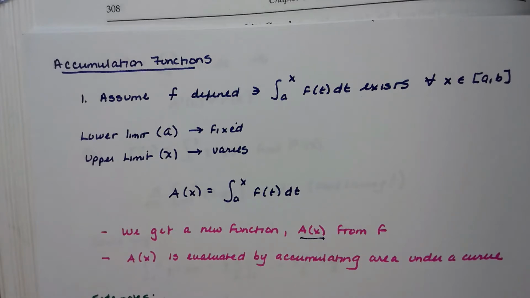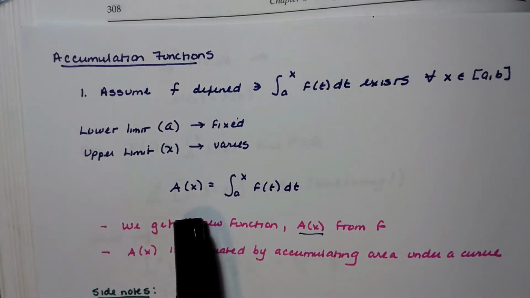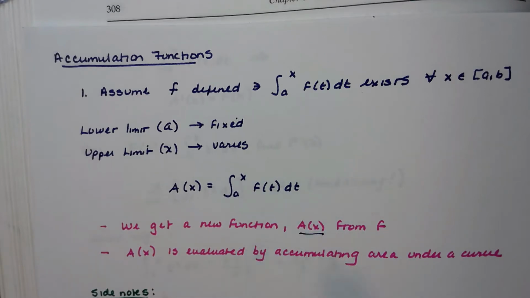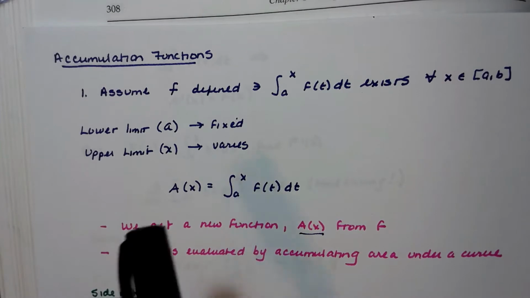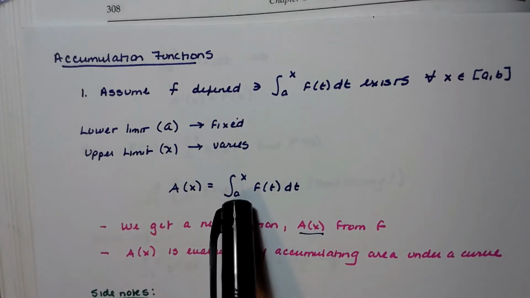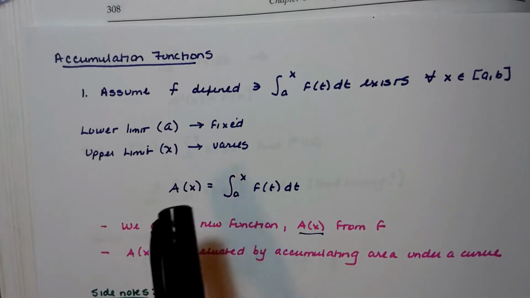And I want you to know that the accumulation is defined by this. Accumulation A, for accumulation function, is equal to the integral from a to x of f of t dt, where a is a fixed number and x varies. The lower limit, a again, is fixed. This thing up here can vary to anything, any number.